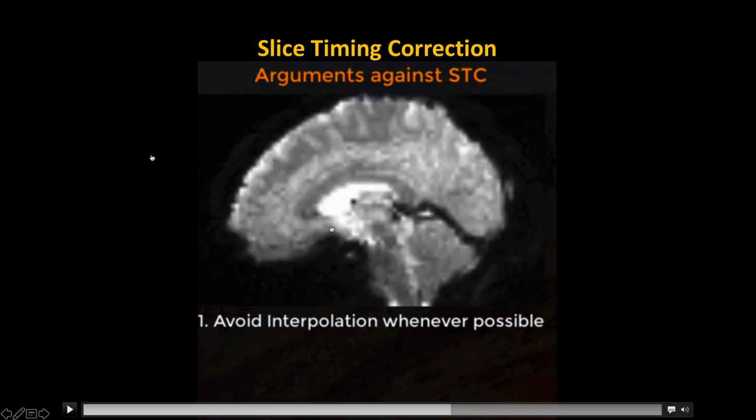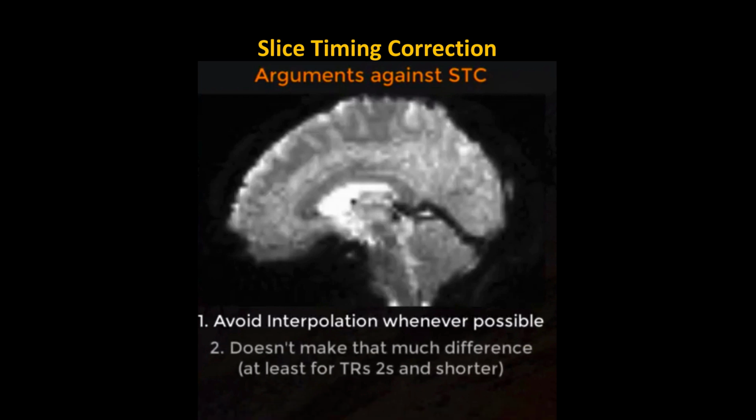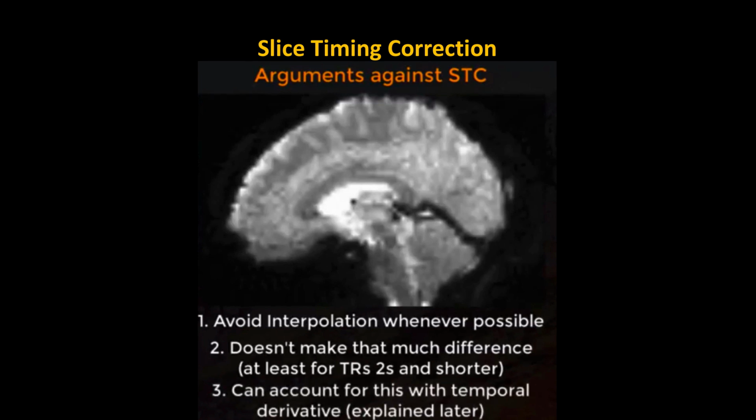Now, some arguments against this are, one, you want to avoid interpolation whenever possible, and two, it really doesn't seem to make that much difference for relatively short TRs these days. Also, if you're doing, say, a task experiment, you can account for those differences with a temporal derivative.